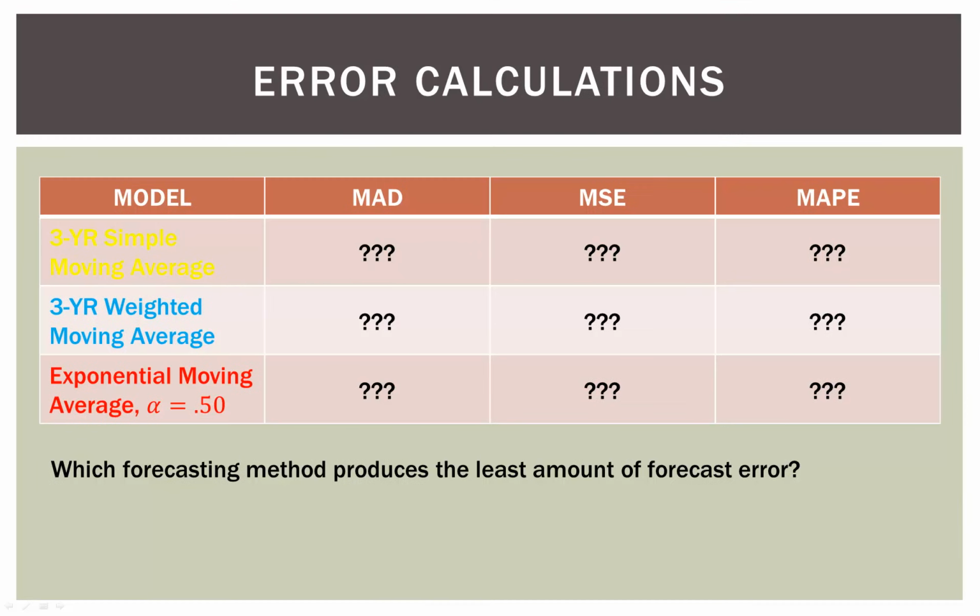So here are the values we're going to try to find in this example. Now we have 3 models on the left-hand side: our 3-year simple moving average, our 3-year weighted, and our exponential moving average with an alpha of 0.50. And of course, we have 3 techniques. We have the MAD, the MSE, and the MAPE. So this means we have to calculate 9 different values. Now, am I going to sit here and make you watch me calculate 9 different values? No. So we're going to do one example of each, and then I will assume you can go back and do the rest for yourselves.